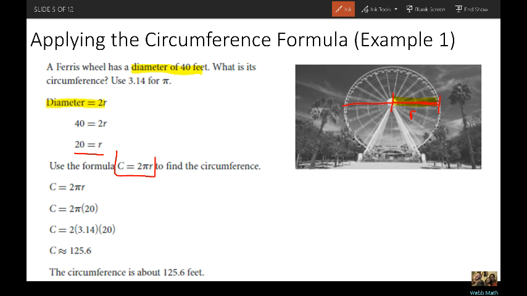Okay. Now we're just going to plug it into our formula. We're going to substitute. So r was 20. Plug it in. 2 times 20 is 40. And then they said to use 3.14 for pi, so we'll go ahead and use that. Use your calculator. 2 times 3.14 times 20, and you approximately get 125.6. Okay, so don't forget context. Your answer is that the circumference is about 125.6 feet.